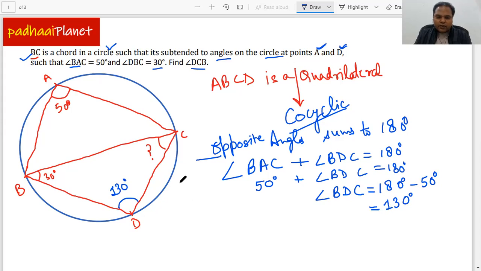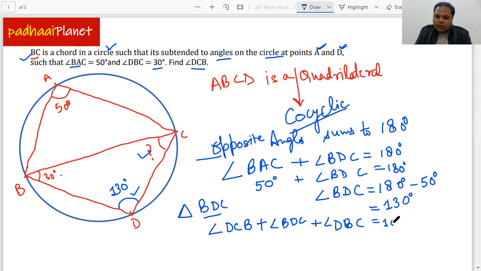So we get this angle as 130 degrees. Now it's very simple because we know that in any triangle, the sum of all the angles is always equal to 180 degrees. So we can write that in triangle BDC, the sum of all these three angles would be 180 degrees. So we can write that angle DCB, which is this one, plus angle BDC, which is this one, plus angle DBC is equal to 180 degrees, right? And DBC is this one.